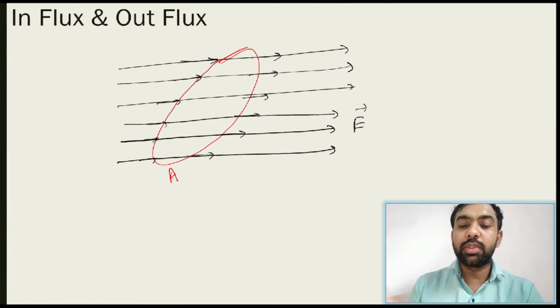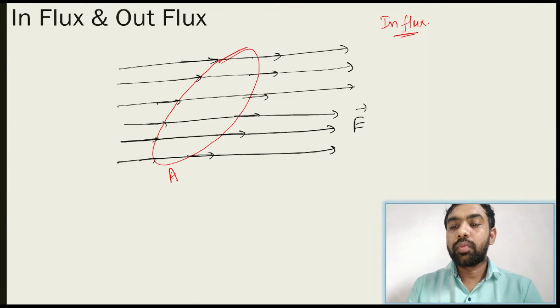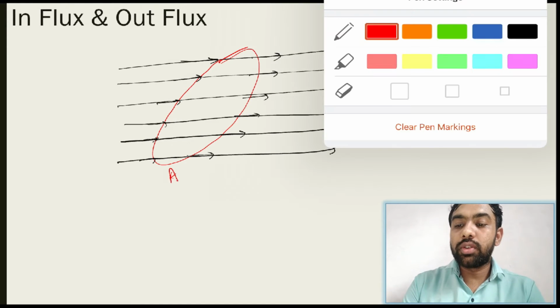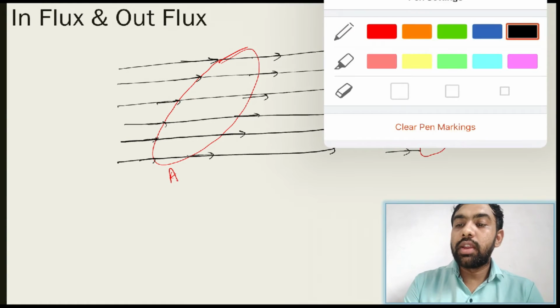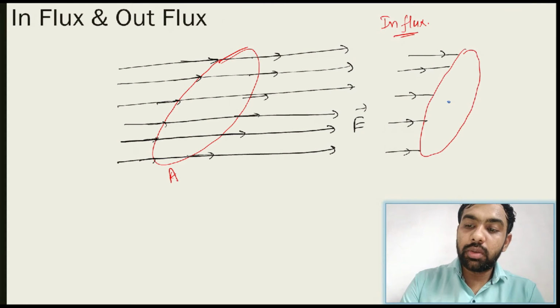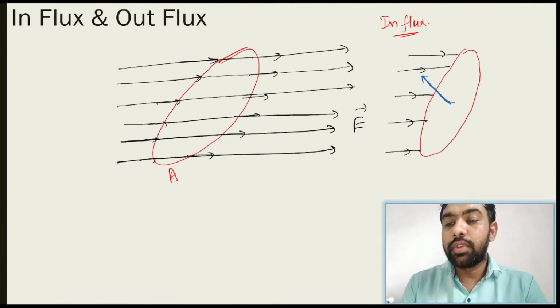Suppose you consider the area of this plane is A. If you consider this influx, then your figure is like this. I am drawing only the influx line. This is the influx. Where is the area vector? The area vector is perpendicular to it, somewhere here. And this field line is somewhere here. The direction of this field line is this one, and the direction of the area vector is opposite.